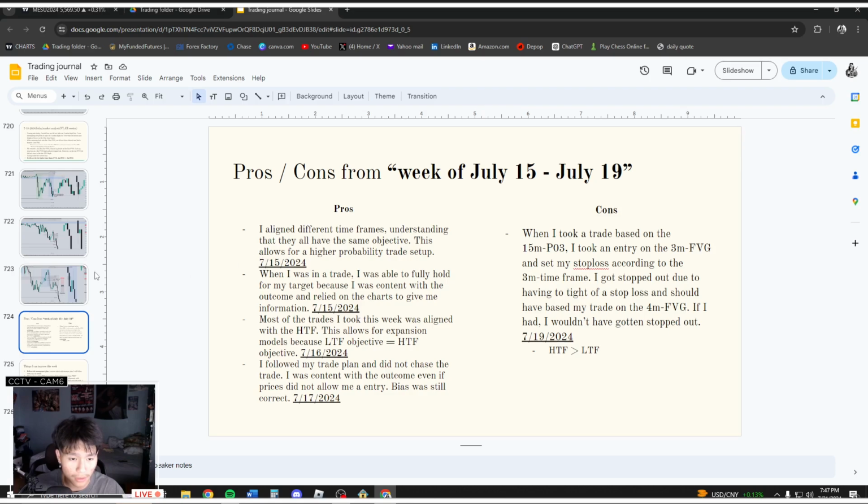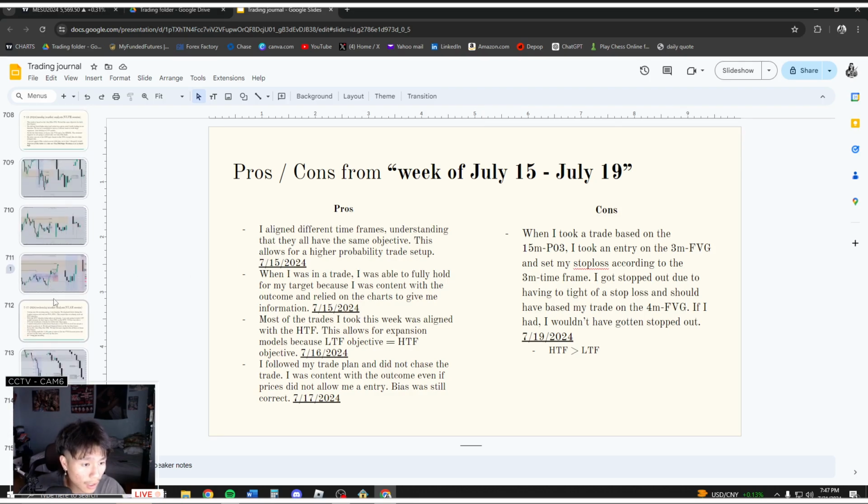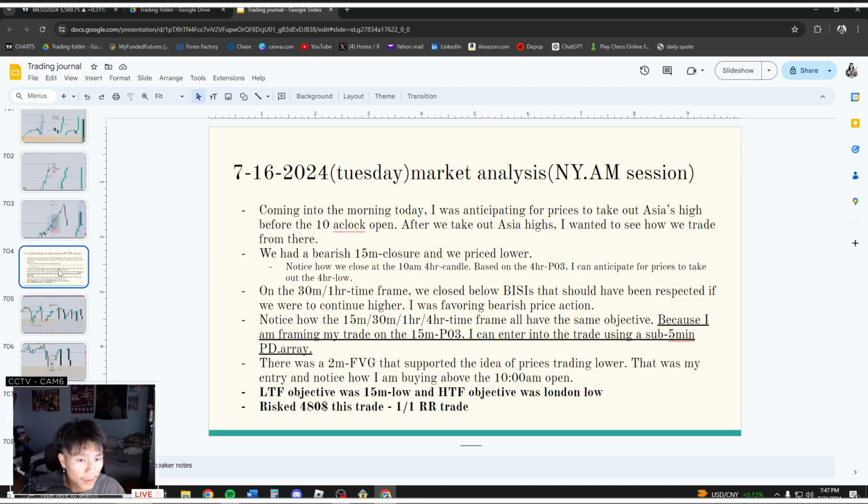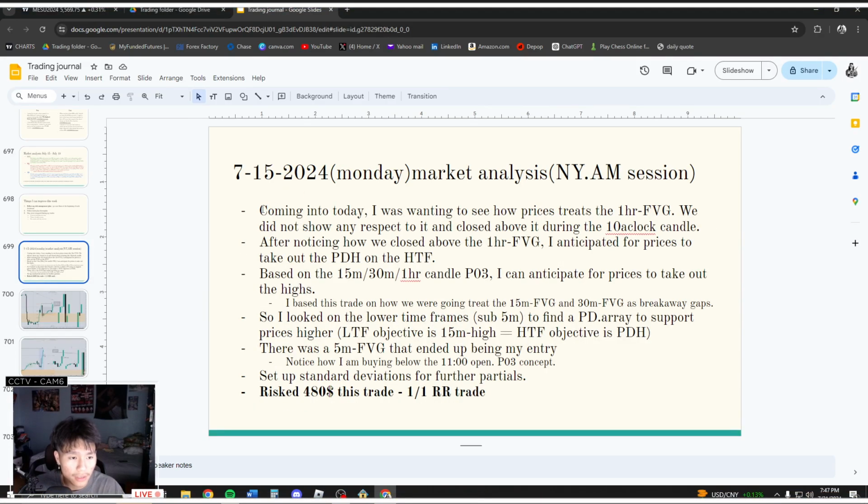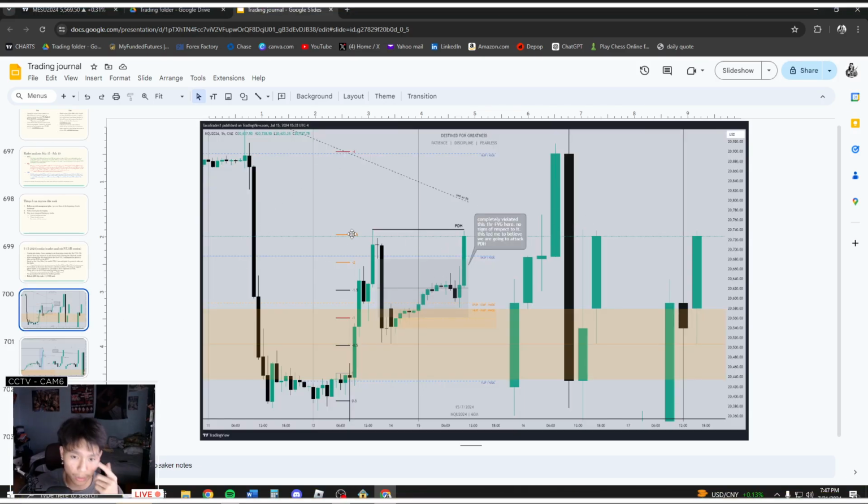This actually occurred on July 15th. Here is Monday's trade. It is based on the 15 minute, 30 minute, and 1 hour candle power of 3. Just looking at this hourly chart, we can anticipate for us to take out previous day high. So our higher time frame objective is previous day high, and that is the draw. We also closed above this 1 hour CB right here, so that is bullish price action.